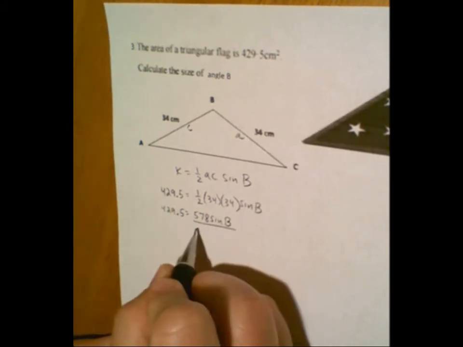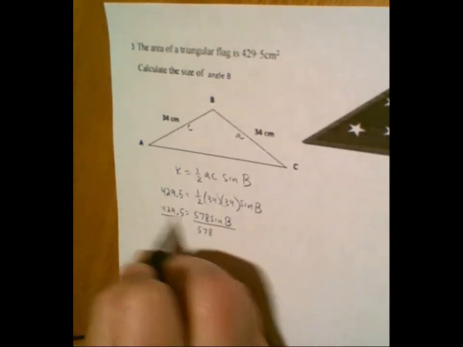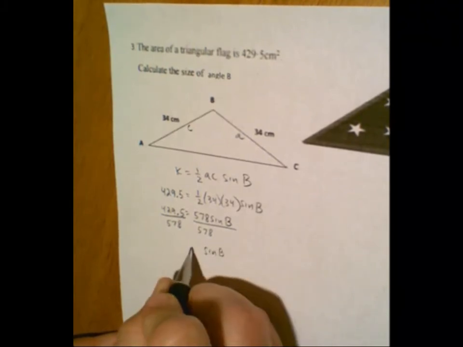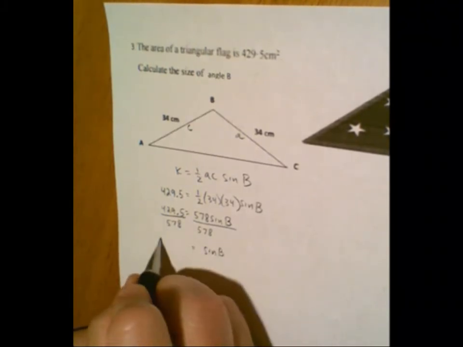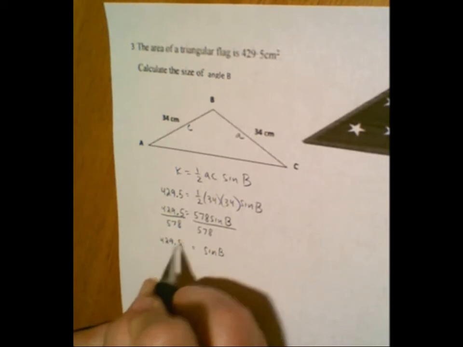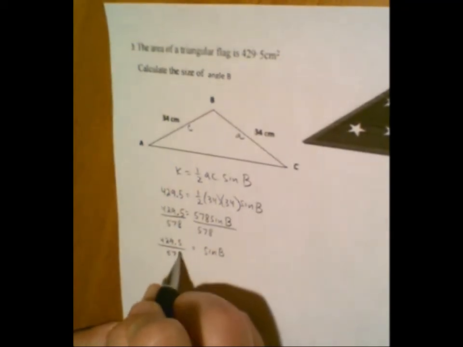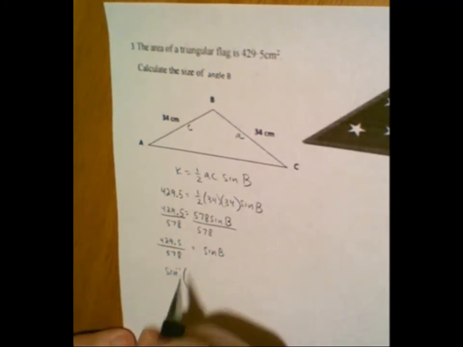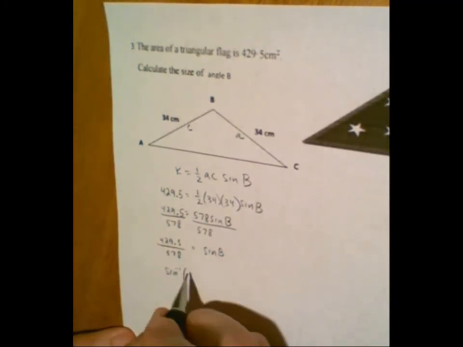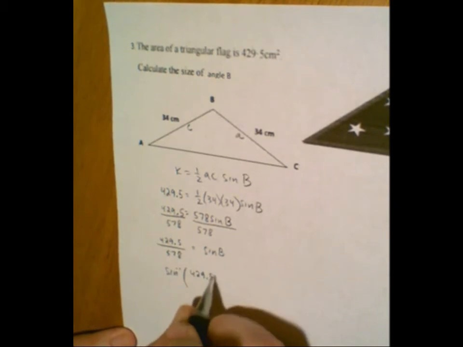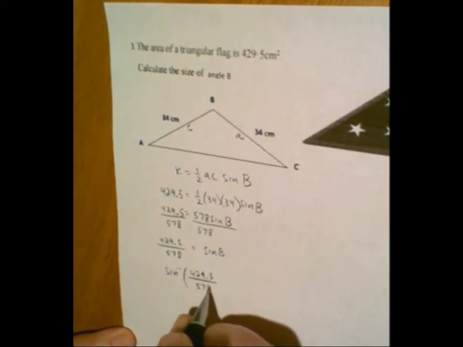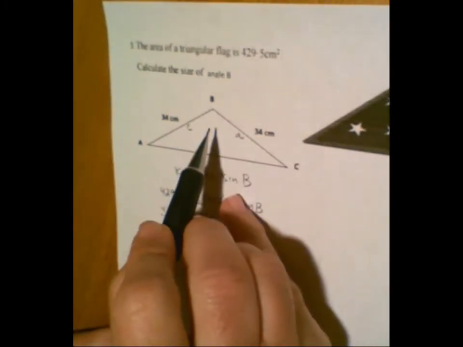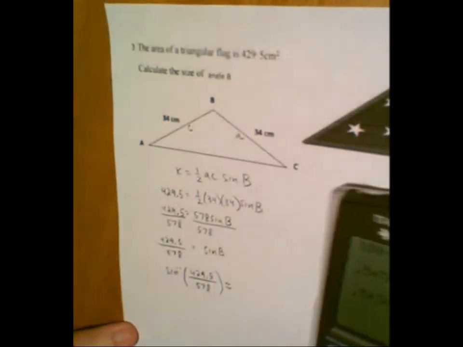I want to get the sine of B by itself. Divide by 578, divide by 578. The sine of B is equal to 429.5 over 578. Then I do the inverse sine of 429.5 over 578 to get the approximate answer of angle B.